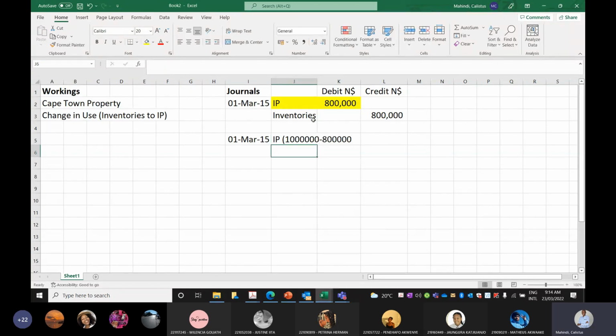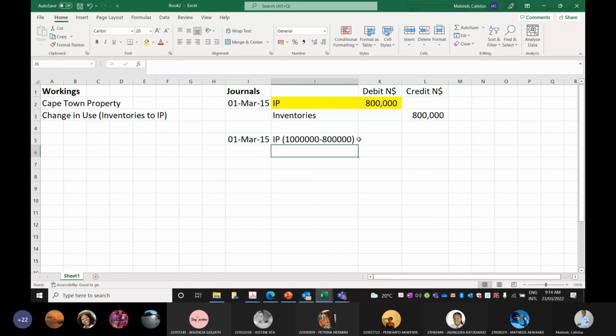These are just the workings. Obviously, this you can do in your head. You don't have to show it. But then we have a 200,000 increase. We debit our investment property by 200,000, and then we credit our fair value adjustment.